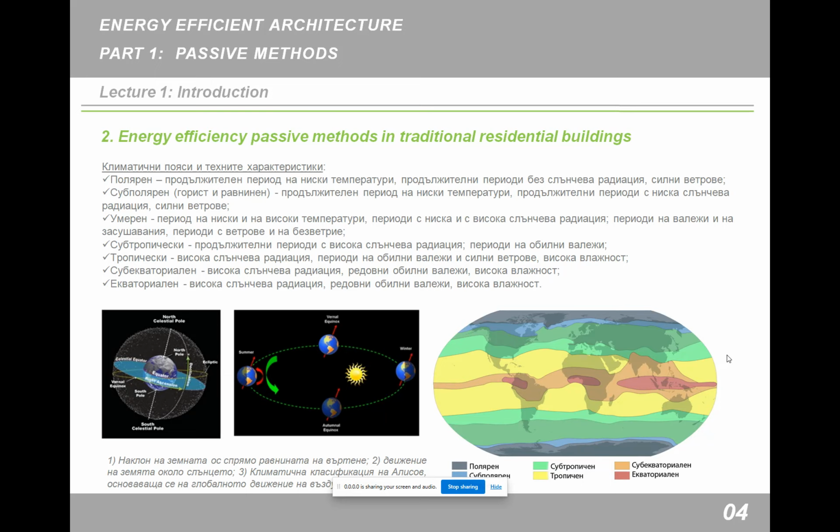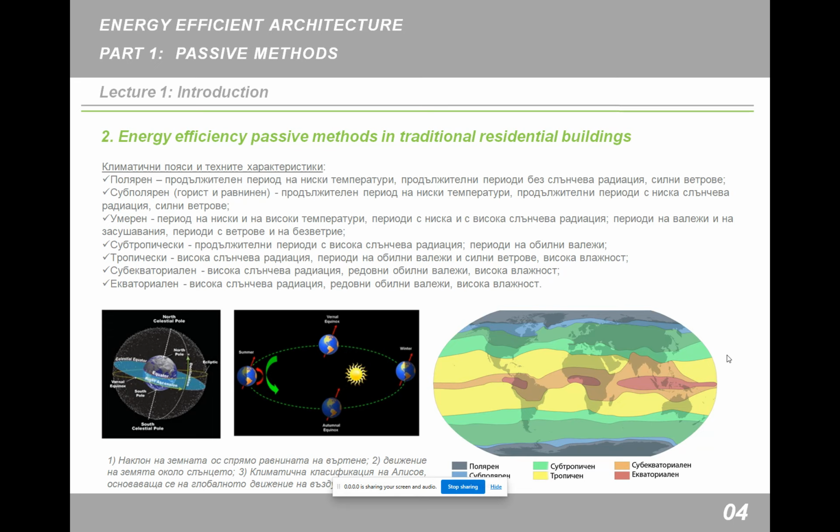And then comes the moderate climate zone with periods of low and also periods of high temperatures, periods of low and periods of high solar radiation, periods of raining and periods of dry climate, and periods where there are strong winds and periods when no winds happen.